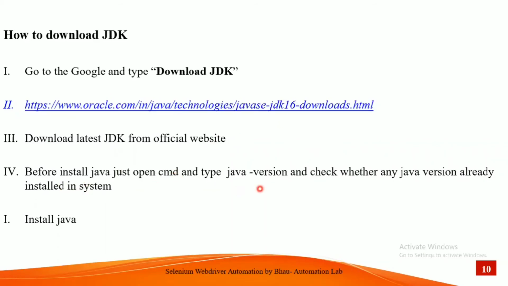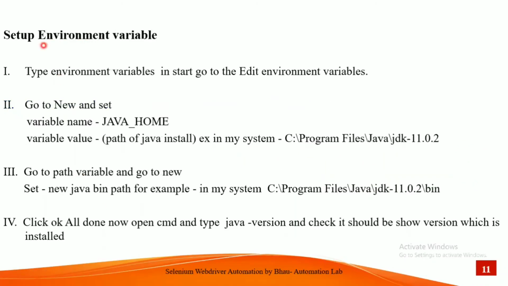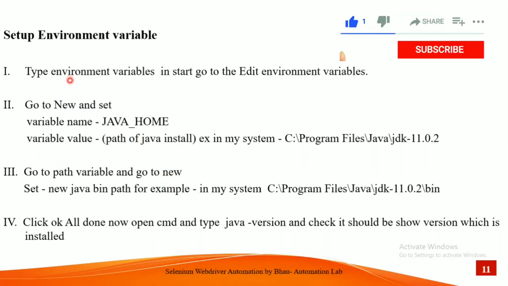Before installation, just check the Java version, whether Java is already installed on your machine or not, and then install Java. Up to now we have done these steps: download JDK and install Java. Now we need to set up the environmental path in your variable. So how do we do that? I have Windows 10. As per your operating system, we need to set up the environmental path. Just check where your environmental path is set up in your machine.